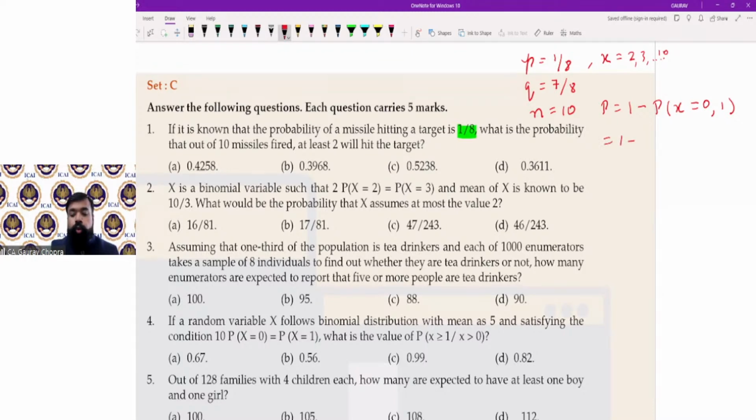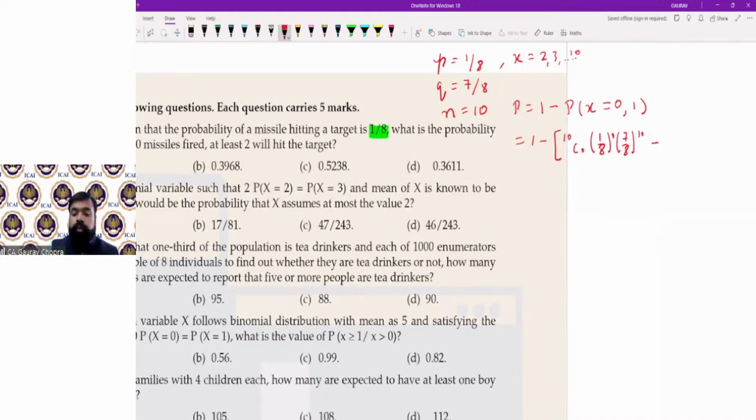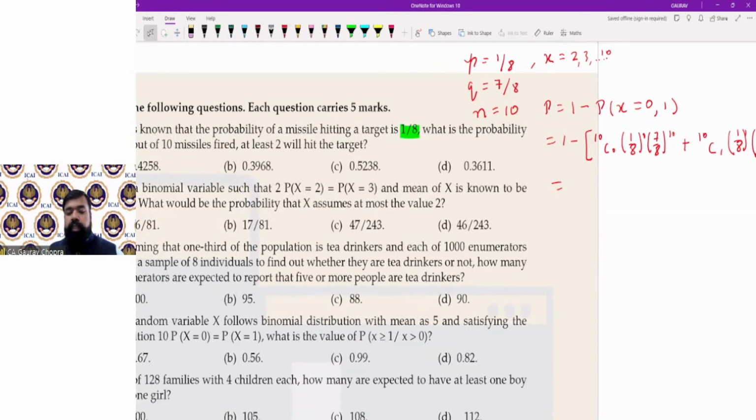So 1 minus. First we will solve for 0: 10C0, 1 by 8 to the power of 0 and 7 by 8 to the power of 10, plus 10C1, 1 by 8 to the power of 1 and 7 by 8 to the power of 9. Now you can simplify this and get the result. Easily you can do the multiplication, division, and get the result. So this is basically the first part.